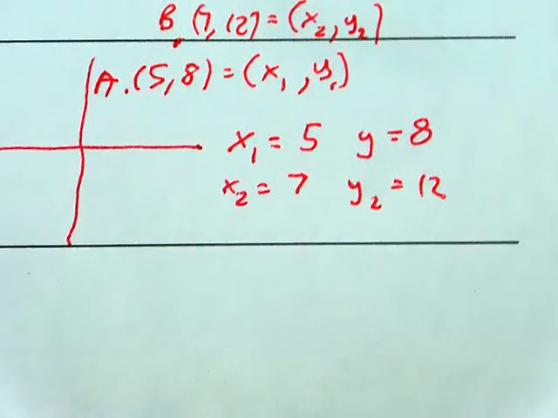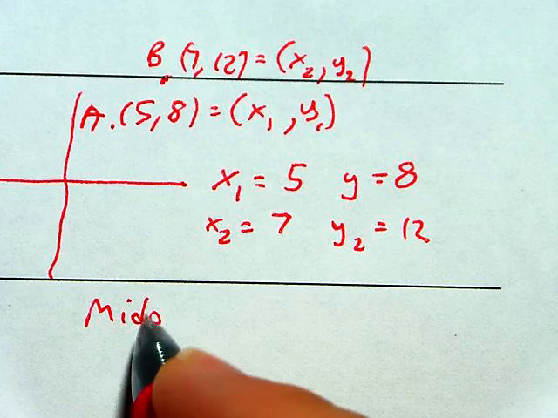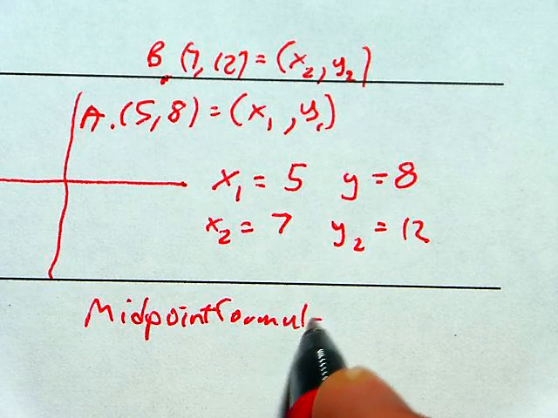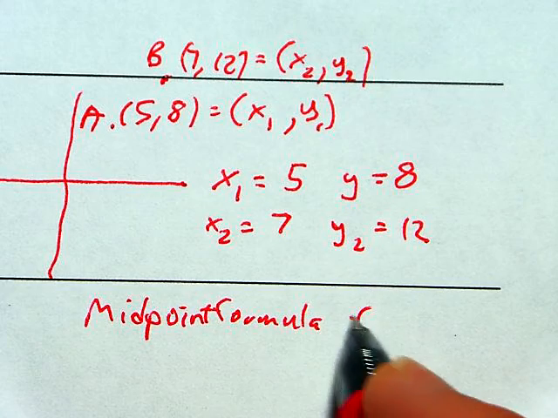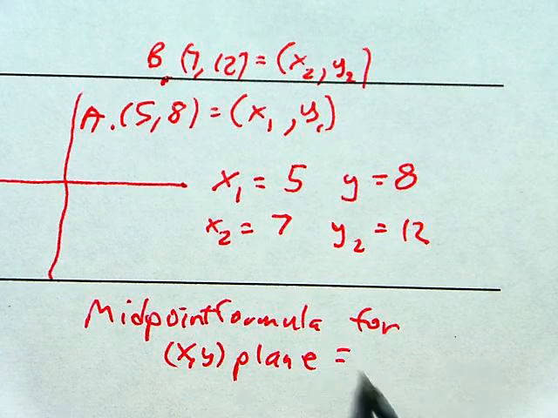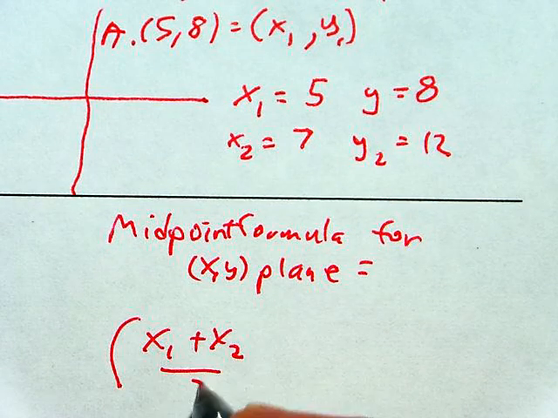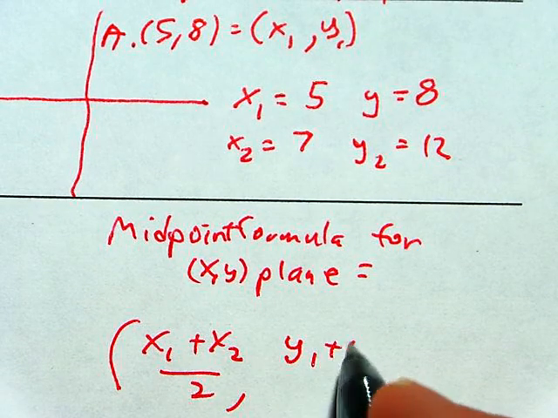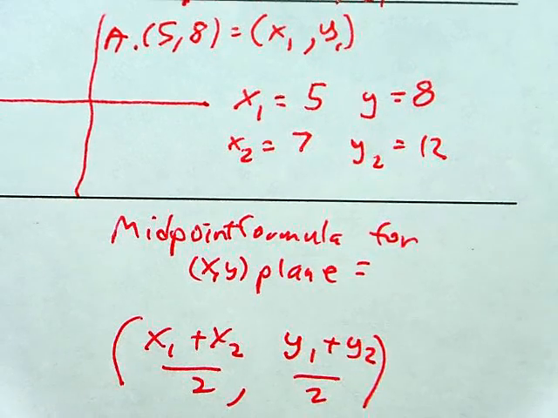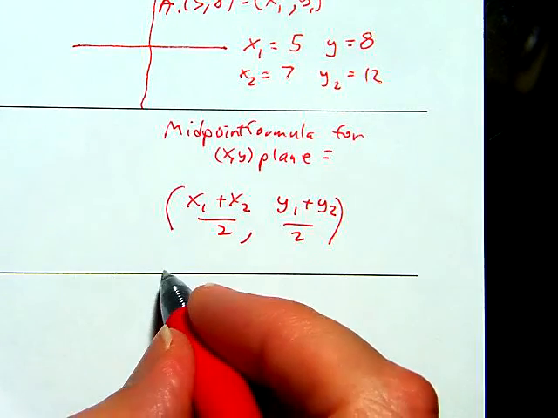Okay, so our midpoint formula for the xy plane is equal to x sub 1 plus x sub 2 over 2, comma, y sub 1 plus y sub 2 over 2. All we have to do now is plug in the values that we have from above, and we'll get our answer. So let's go ahead and plug that in.